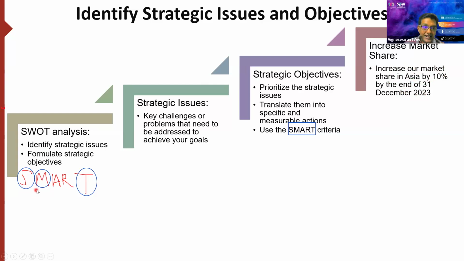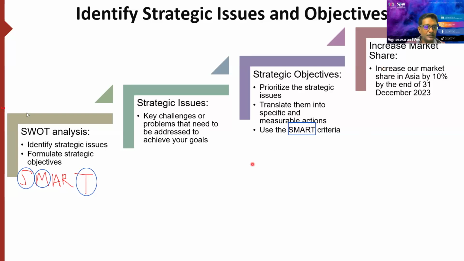Now, I told you we will focus on S, M, and T. What is S? S basically is specific. M is basically measurable. And T is basically time bound. Okay, there should be a time frame. Now let's see whether what I told you here is a SMART goal or not.